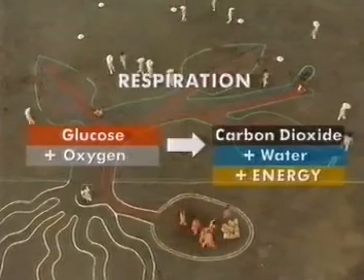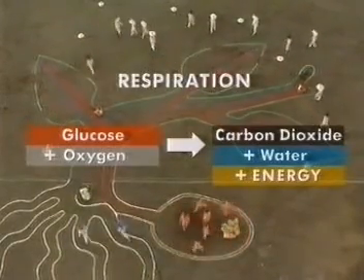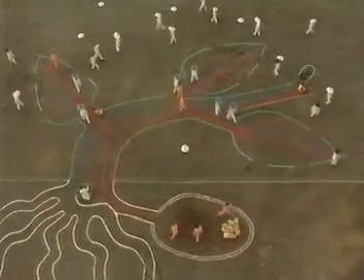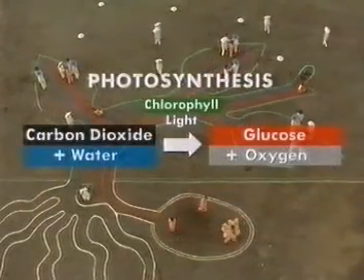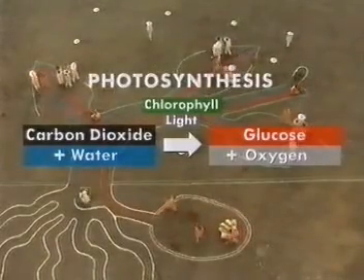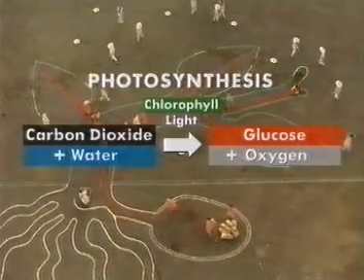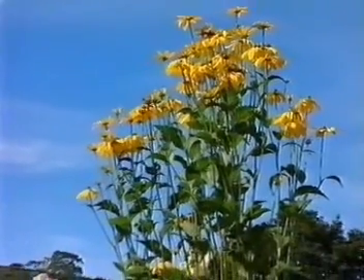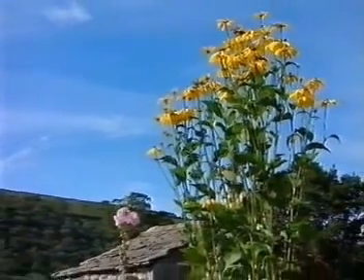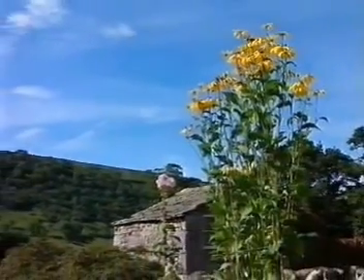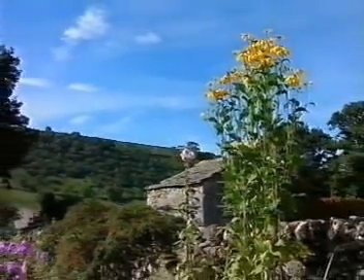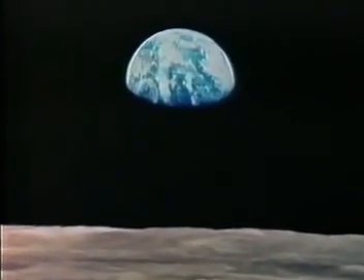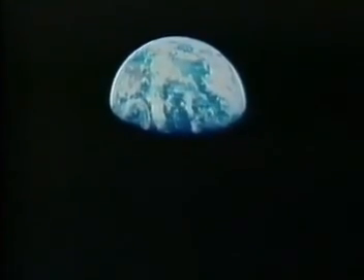Respiration uses up oxygen. In the daytime, photosynthesis is going on as well, and it produces oxygen. But plants produce more oxygen by photosynthesis than they need for respiration, so what's left over goes into the atmosphere. And that's lucky for us, because otherwise there'd be no oxygen to breathe.